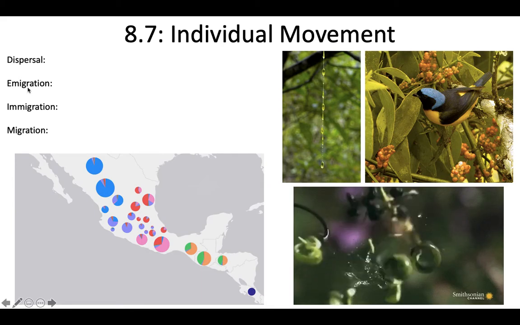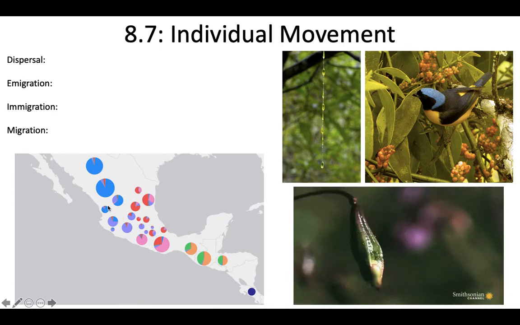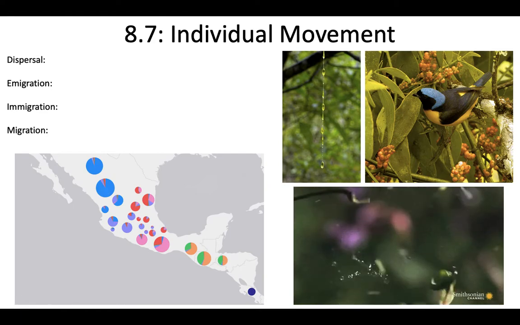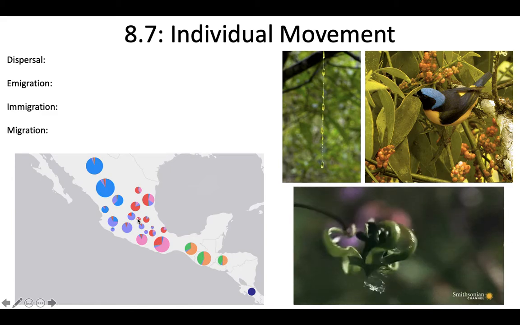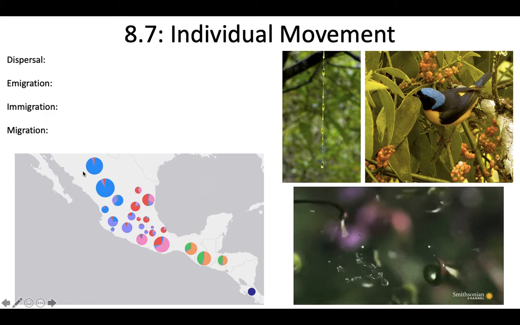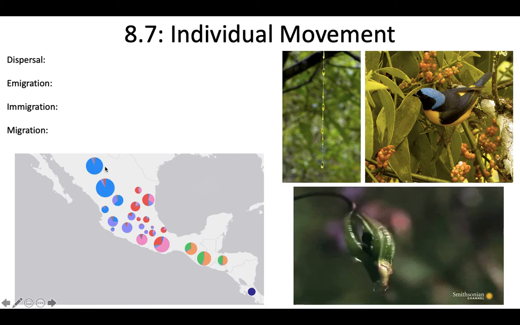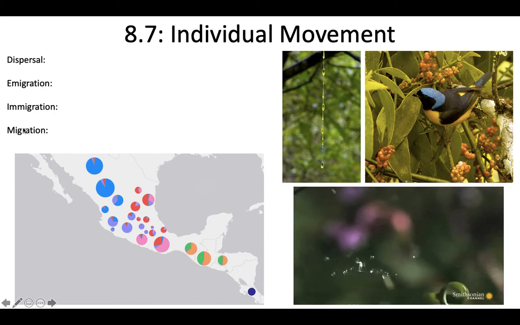Emigration is when individuals move out of a population. So this is stuff for my PhD dissertation again. That would be like an individual moving from this population into this one. Immigration is when individuals move from another location into a subpopulation. So you might consider this a subpopulation here. That is immigration. So emigration and immigration are all relative to the population that you're thinking about. So if an individual moves from this one into this one, it is emigrating out of this one and immigrating into this population. And then migration is round trip movement.